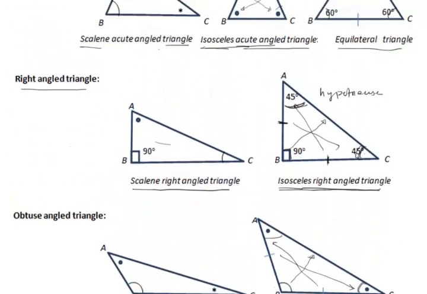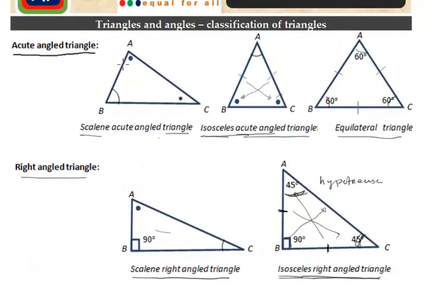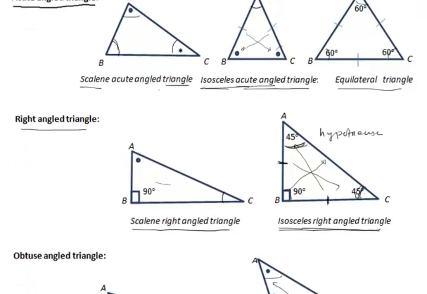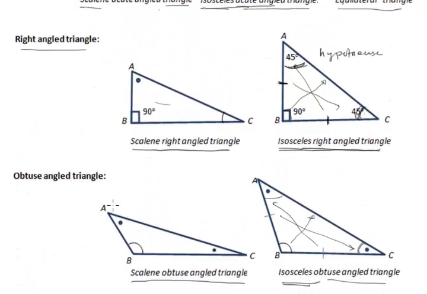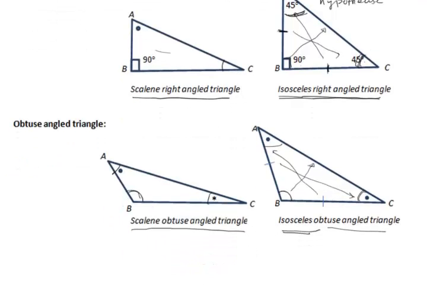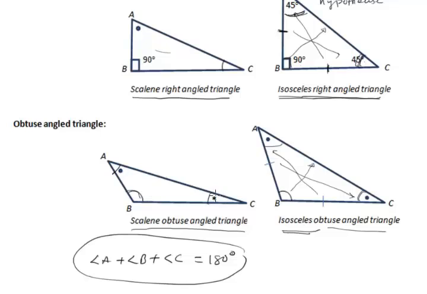And one property we need to know is the sum of the three angles of any triangle. For all these triangles, the sum of the angles of any triangle will be 180 degrees. That is, for all triangles, angle A plus angle B plus angle C will always be 180 degrees, that is, the sum of three interior angles. These angles are called interior angles. So the sum of three interior angles of any triangle is 180 degrees.